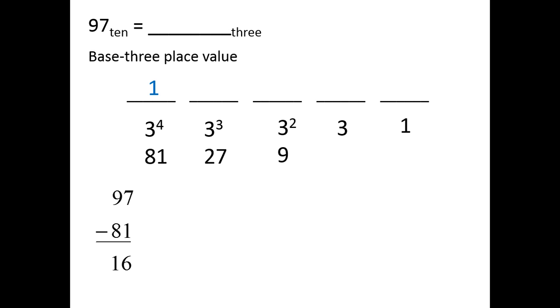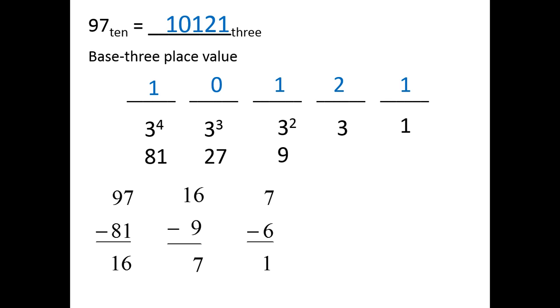Now the next place value that we're looking at in our base 3 number is 27s, and we don't have any groups of 27 in 16. But then we can look for groups of 9. There's one group of 9 in that 16. That would leave us with 7 more. Inside that 7 that we have left, we can find 2 groups of 3. That's 6. That would leave us with 1 more. And that 1 more is that one group of 1 that's left. So 97 base 10 is the same thing as 10121 base 3.